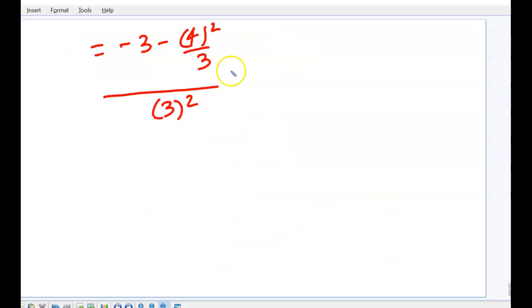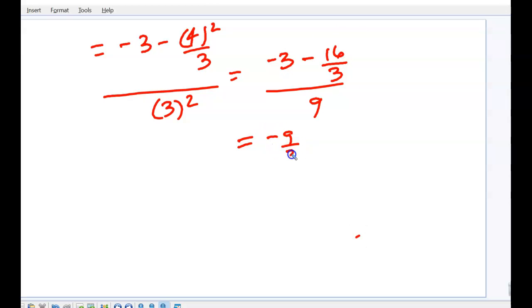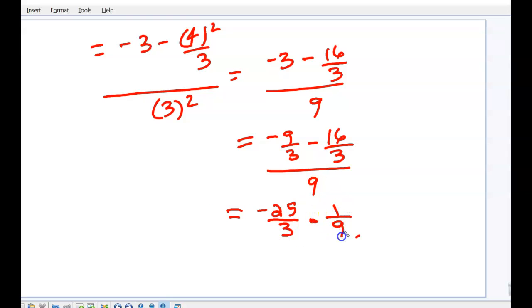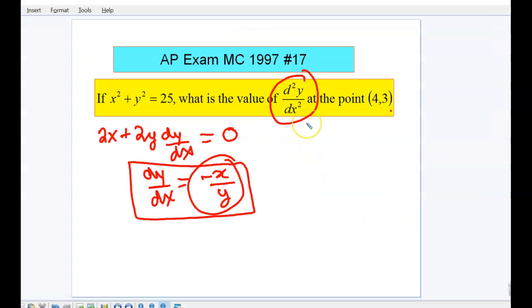So therefore, I just evaluate this. I'm going to get negative 3 minus 16 over 3, all over 9. If I get a common denominator so I can simplify my numerator, it would be negative 9 over 3 minus 16 over 3, all over 9, which is negative 25 over 3, all over 9. And I'm going to multiply by the reciprocal of 9, which is 1/9. So my final reduced answer would be negative 25 over 27. So again, if you're finding d squared y over dx squared, you're just finding the second derivative, which is the derivative of the first derivative.